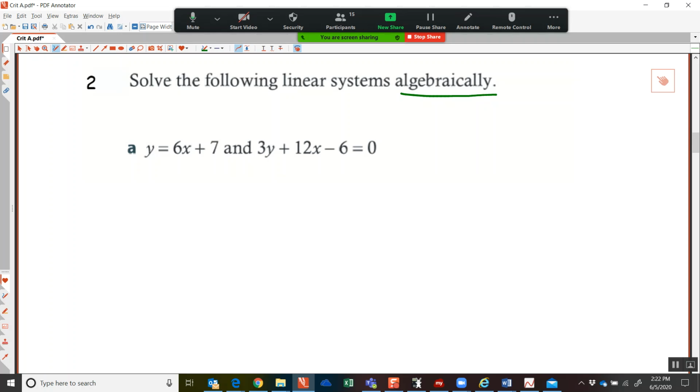Okay, I'm going to pick on Owen. Oh, he can't. He's not got a mic. Charlie. Elimination or substitution? Yeah, what would you substitute for what?